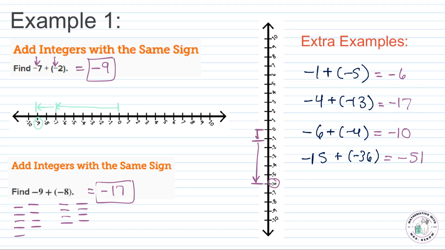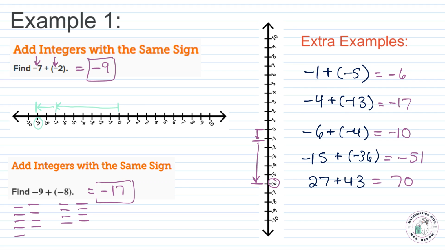And just as a reminder, you have actually been adding integers with the same sign all along, because a question like the following, 27 plus 43, is a question you have done for many years, right? But these are considered integers. They're just positives. So don't forget, if you have two positives, it's going to be positive. So 27 plus 43 is going to be 70.